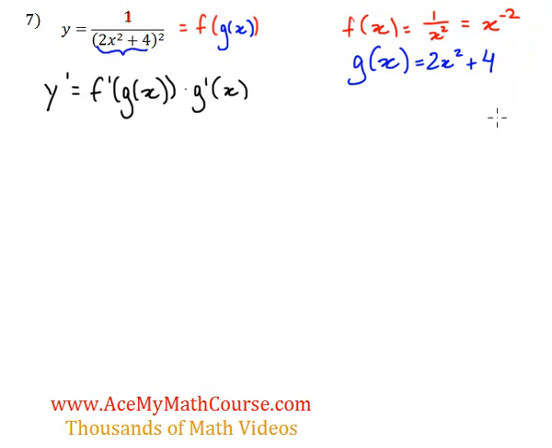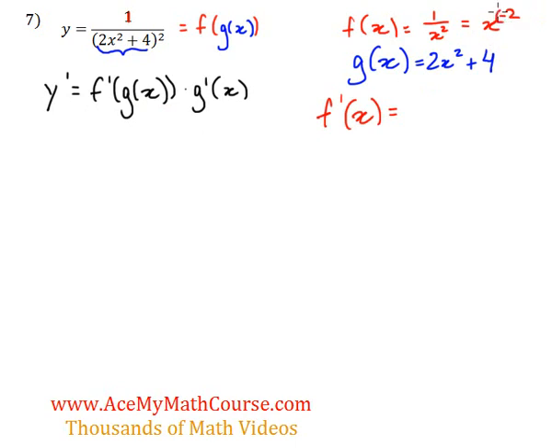Great. Now, this is the chain rule. Y prime is f prime of g of x times g prime of x. So let's get started by finding f prime of x. And then we'll find f prime of g of x. And then later g prime of x. So what is the derivative, in other words f prime of x, of x to the power of negative 2?